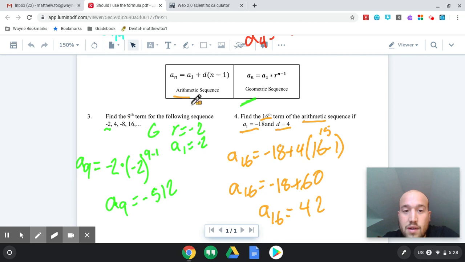Okay, so arithmetic is when it's adding or subtracting a consistent amount. Geometric is when it's getting multiplied. Okay, sometimes it looks like divided. So those are our two different types of sequences we have formulas for.